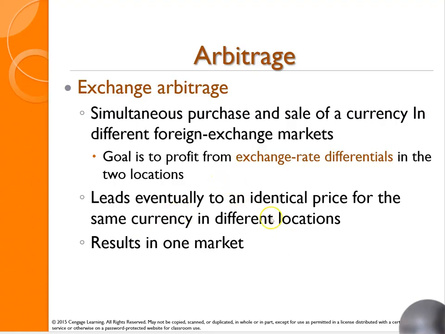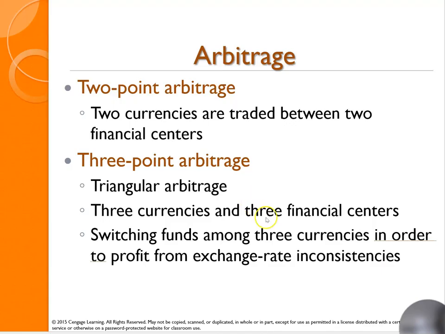Now, what this does is when you buy them in Milan, you basically raise the demand, which will raise the price. When you go and sell them in London, you are raising the supply, which lowers the price. So gradually these two prices are going to come to be identical.